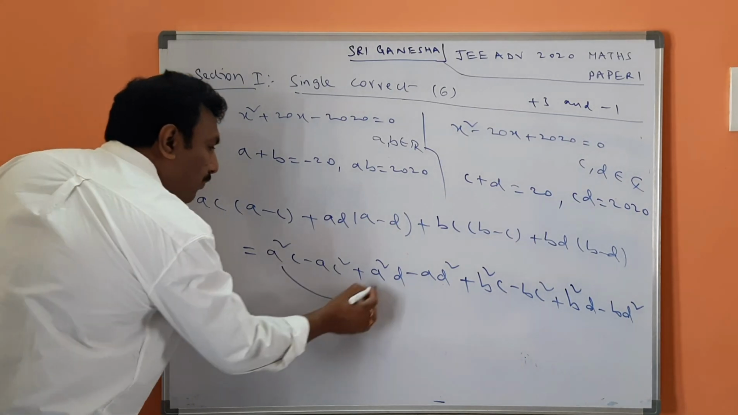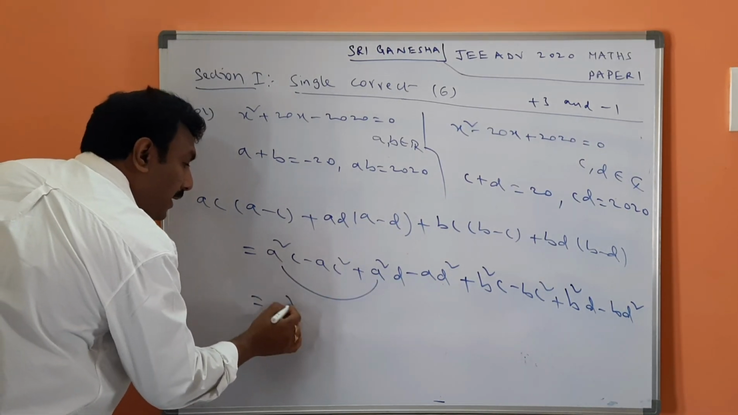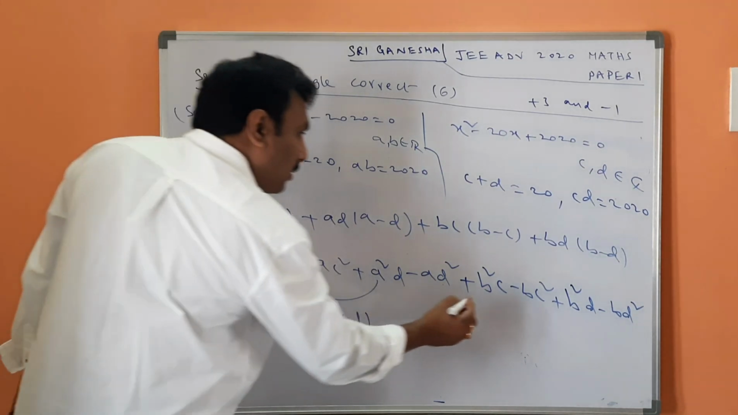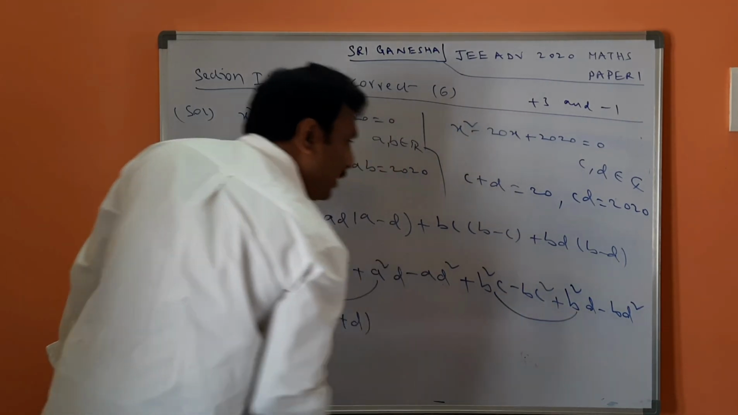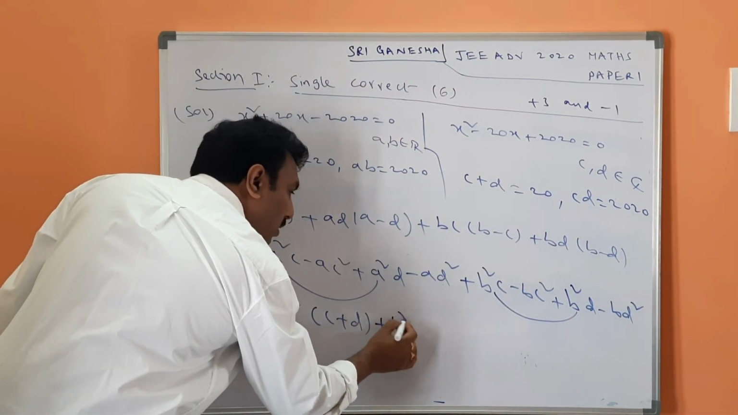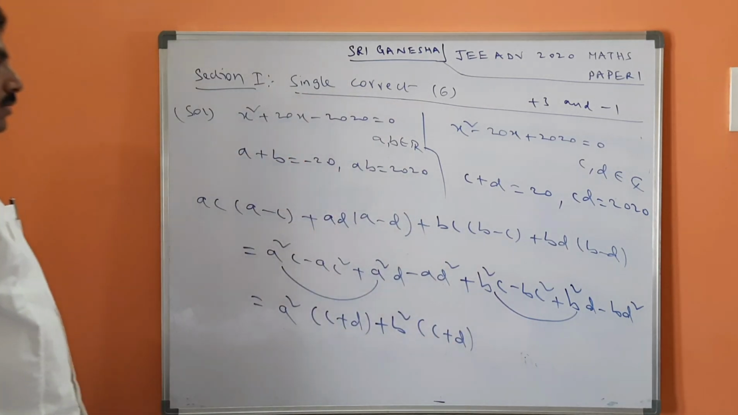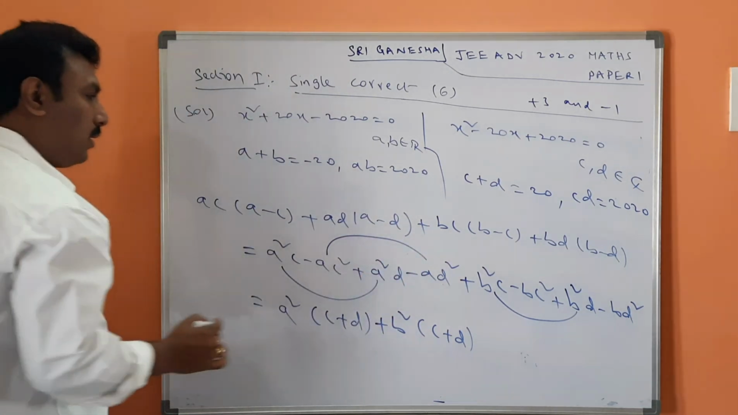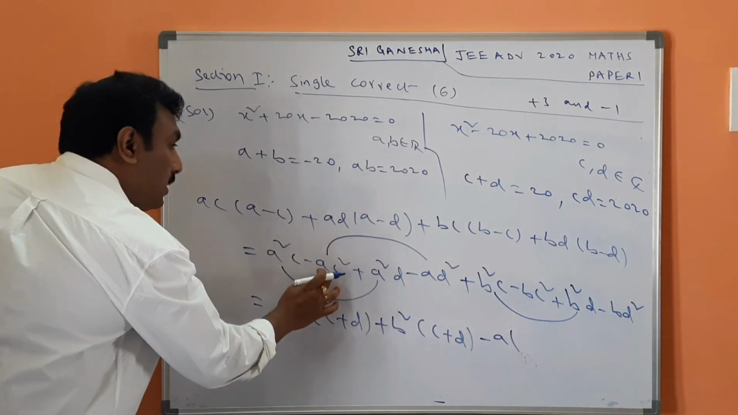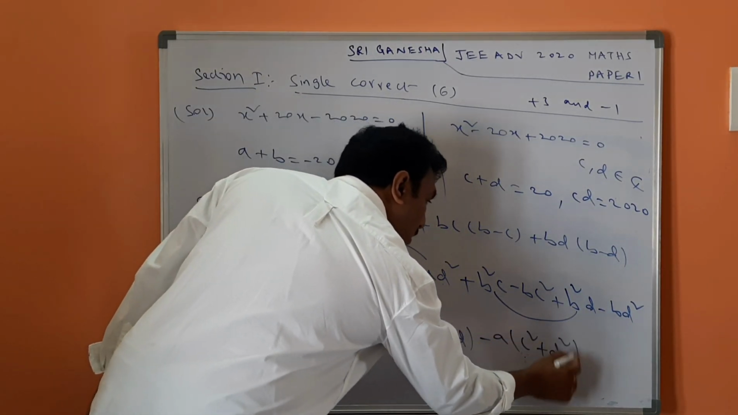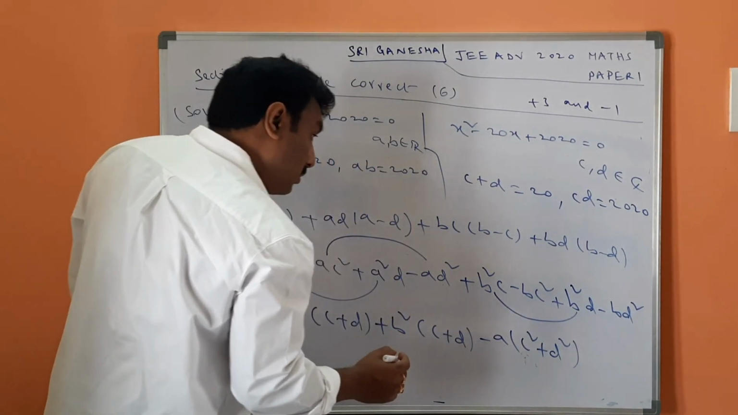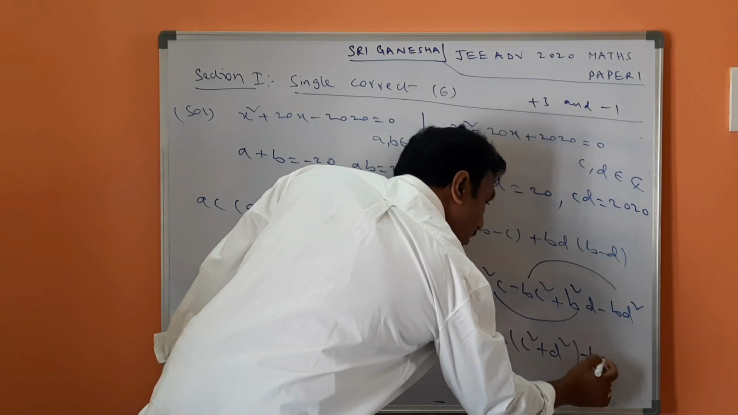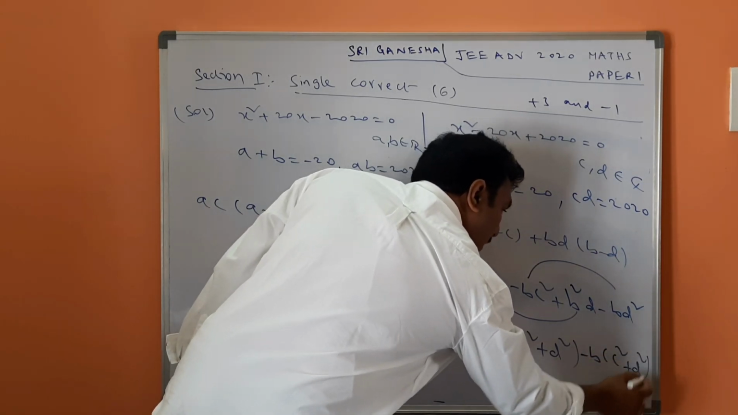Now from these two, a square can be taken out common, a square of c plus d. Again from these two, b square can be taken out common, b square of c plus d. Again from the second and fourth, minus a common, c square plus d square. From the remaining terms, minus bc square minus bd square, minus b common here, we are having c square plus d square.